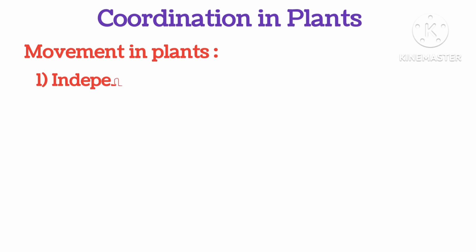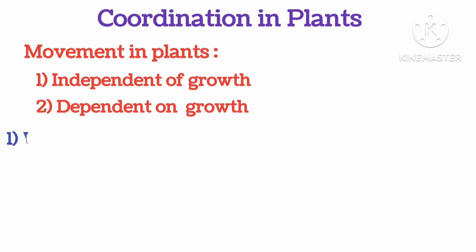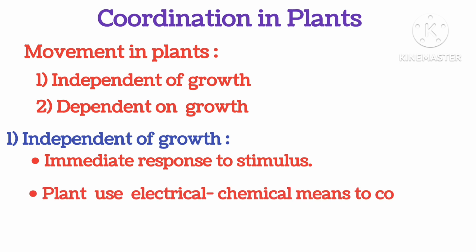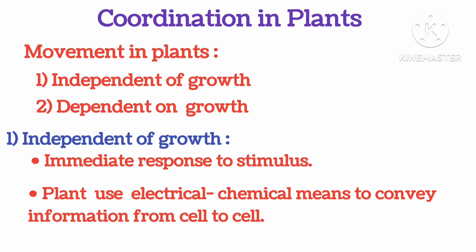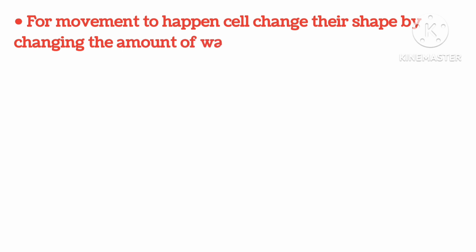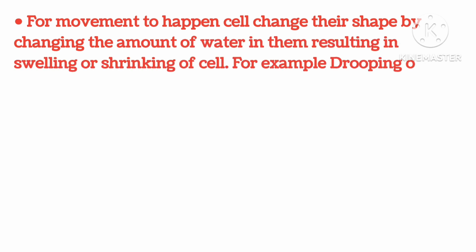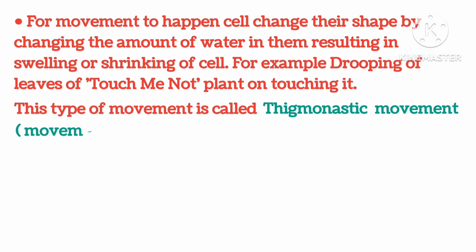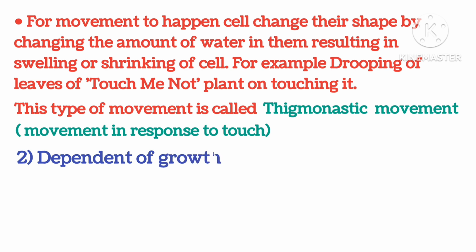Coordination in plants. Movement in plants are of two types. One is independent of growth and other is dependent on growth. Independent of growth, this type of coordination is immediate response to stimulus, and plant use electrical and chemical means to convey information from cell to cell. For movement to happen, cells change their shape by changing the amount of water in them, resulting in swelling or shrinking of the cell. Example, drooping of leaves of touch-me-not plant on touching it. This type of movement is known as thigmonastic movement or movement in response to touch.